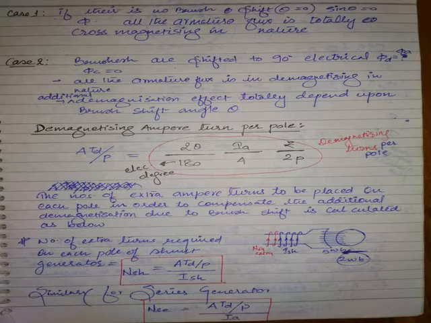Now, let us consider there is no brush shift in the machine. Theta is 0. What is this value? 0. Nothing but, let us say, brushes are shifted 90 degrees electrical. What is this? 180 by 180, that is 1. All the armature flux is demagnetizing in nature. If you substitute 90, 180 minus 180. I'll make you solve a problem at the last. I will give you mechanical degrees, I'll give you electrical degrees. How to solve the problem, we'll see at the last.